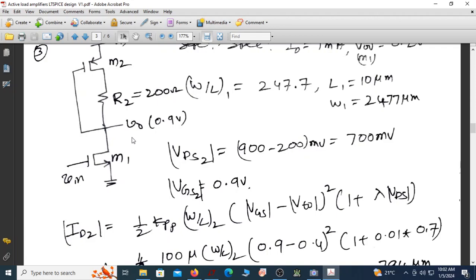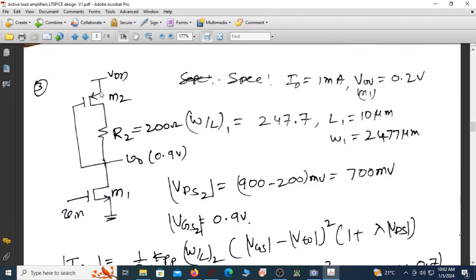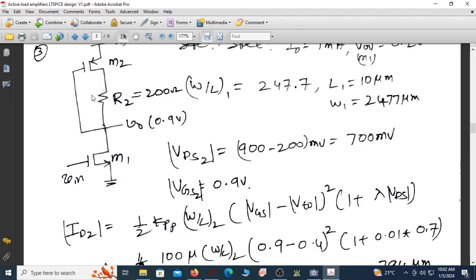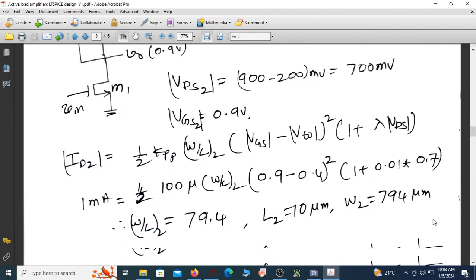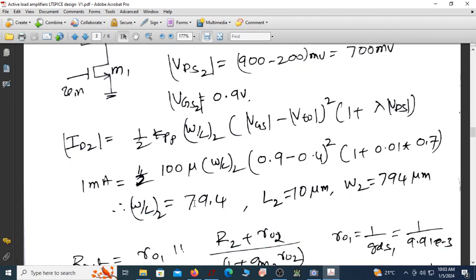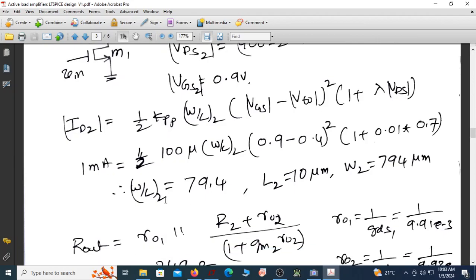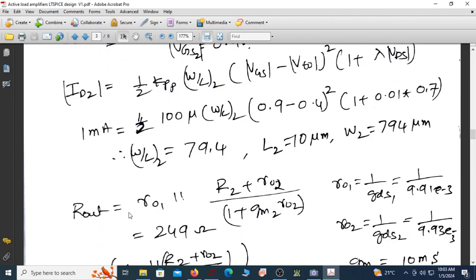So VG is at 0.9, whereas VS is at 1.8. So VGS of the second transistor becomes 0.9. So substituting this as 0.9, substituting this as 0.4, and VDS as 0.7, I will get the W by L as 79.4. And you can see the R out of this is slightly different.